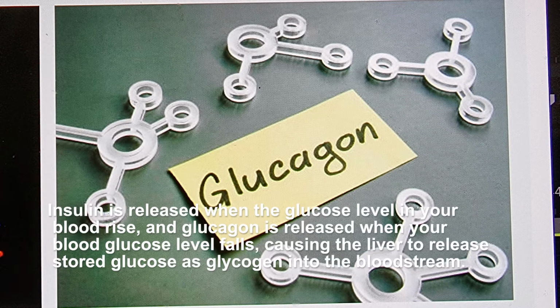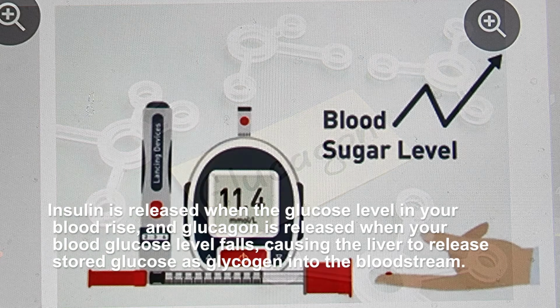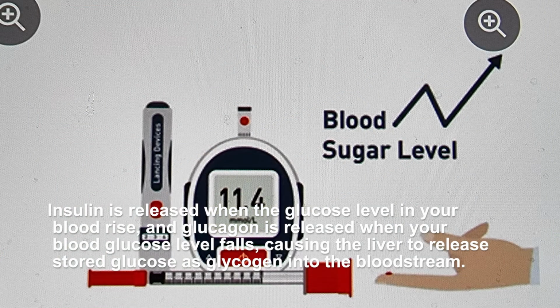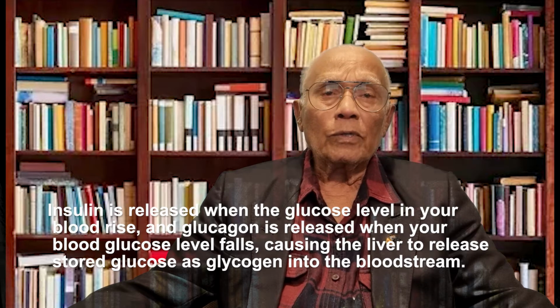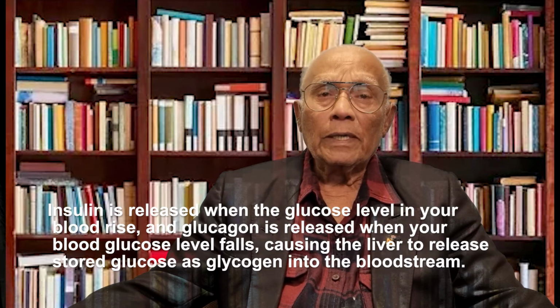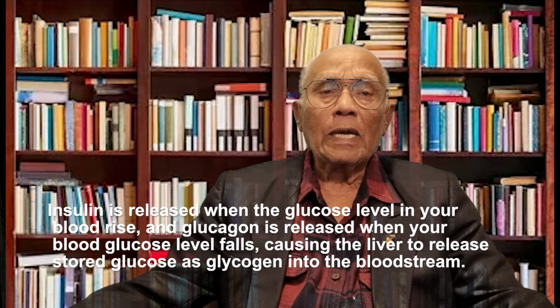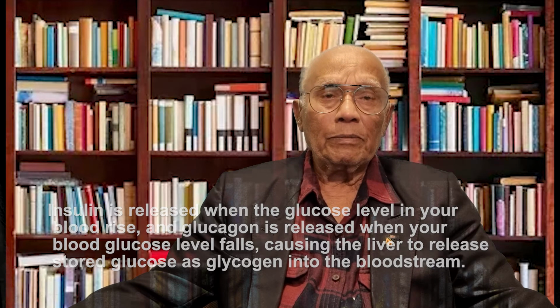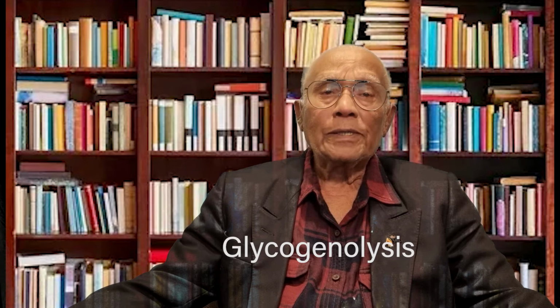Insulin is released when the glucose level in your blood rises, and glucagon is released when your blood glucose level falls, causing the liver to release stored glucose as glycogen into the bloodstream. This process is called glycogenolysis, thereby increasing the level of glucose in the bloodstream.